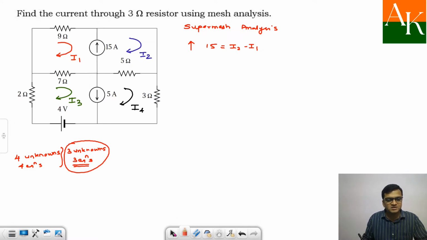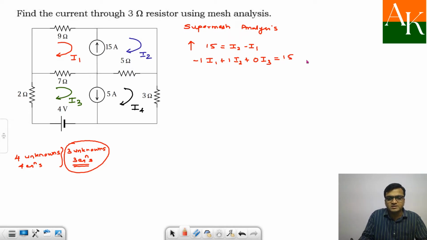Then I will write down about this 5 ampere. So before that I will again write down this in nice format. So minus 1 I1 plus 1 I2 plus 0 I3. And I have decided to eliminate I4, so this is equal to 15. This is my equation number 1.